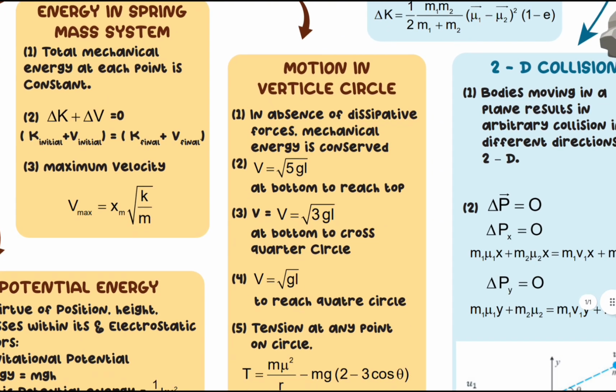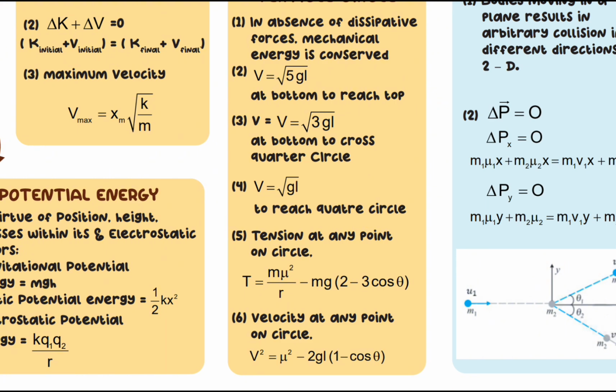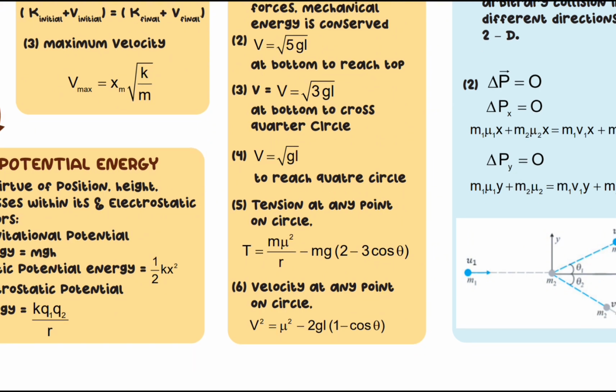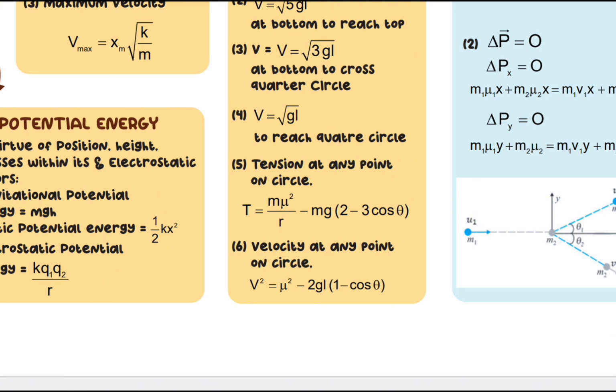Motion in vertical circle. In absence of dissipative forces, mechanical energy is conserved. Velocity is equal to root of 5 gl at the bottom to reach the top. Velocity equal to root 3 gl at the bottom to cross the quarter circle. Velocity equal to root gl to reach the quarter circle. Tension at any point on circle: T is equal to m into u square by r minus mg into 2 minus 3 cos theta. Velocity at any point on circle: v square equal to u square minus 2 gl into 1 minus cos theta.